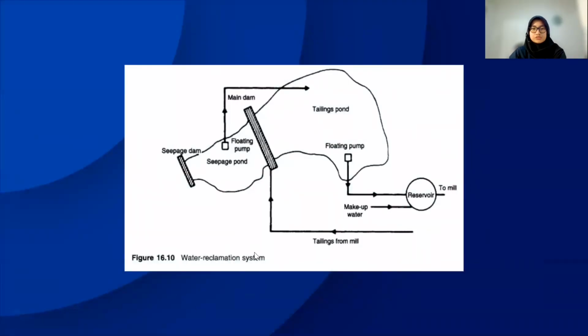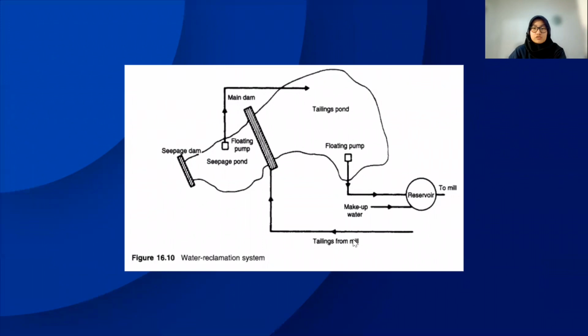The water reclamation system is the recycling of the water. This is important because lots of water must be reclaimed from the tailing ponds for reuse in the mill, and the volume of fresh makeup water used must be kept to a minimum.